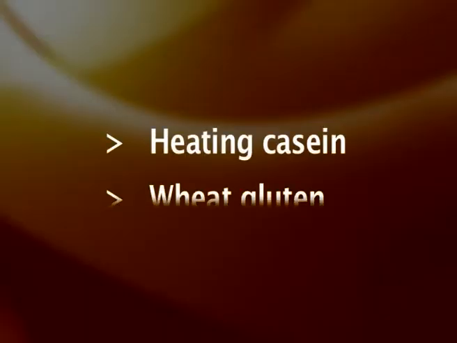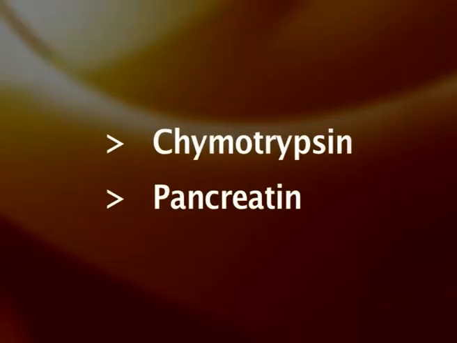For example, heating casein or wheat gluten with glucose causes resistance to hydrolysis of the protein by trypsin or pepsin, and to a less marked degree by chymotrypsin or pancreatin, which contains a mixture of proteases.